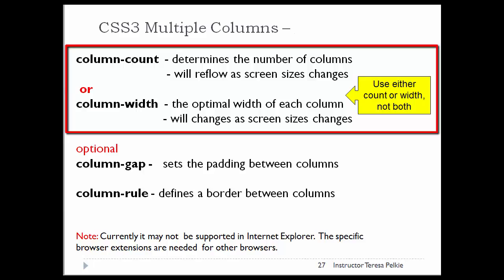Now, column width would allow the optimal width of each column. So for example, if I set the column to say 100 pixels and I only had a small area, it would give me as many columns as I can at 100 pixels. However, if my area were to become larger, I could have more columns at 100 pixels. So both of these are basically responsive in nature.